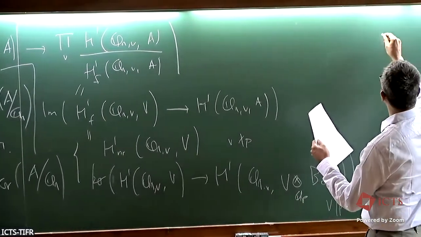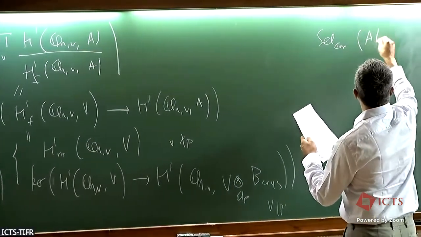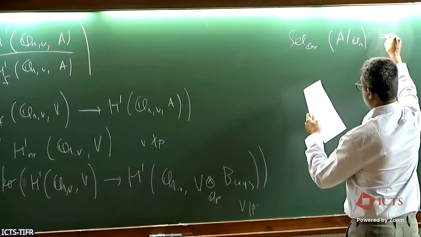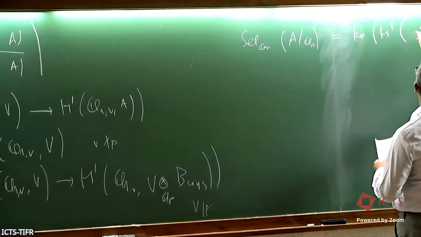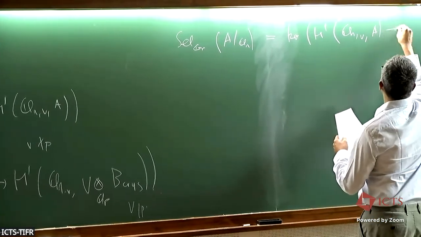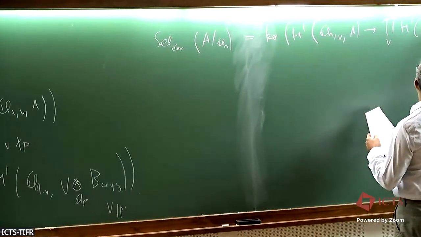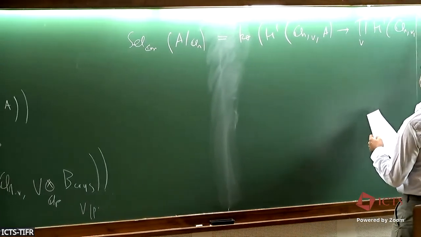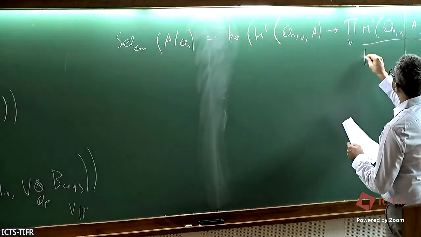Okay, so yeah, the Greenberg-Selmer group of A over Q_n is the kernel, very similar. But let me define it: H^1(Q_n,v, A) to the product over all v of H^1(Q_n,v, A). Local conditions are a bit different. You are modding out by something.